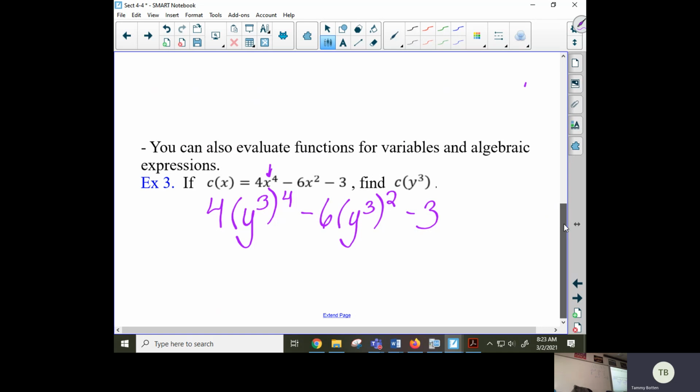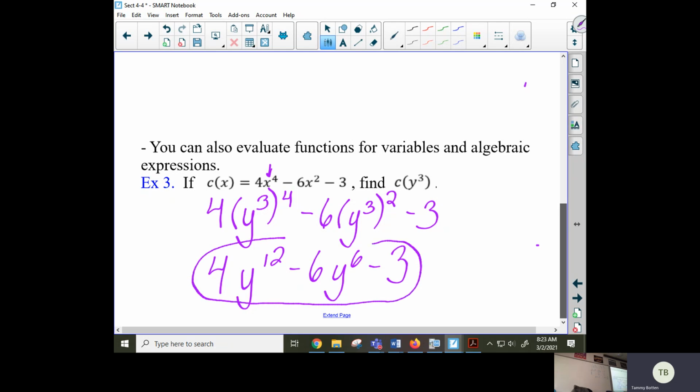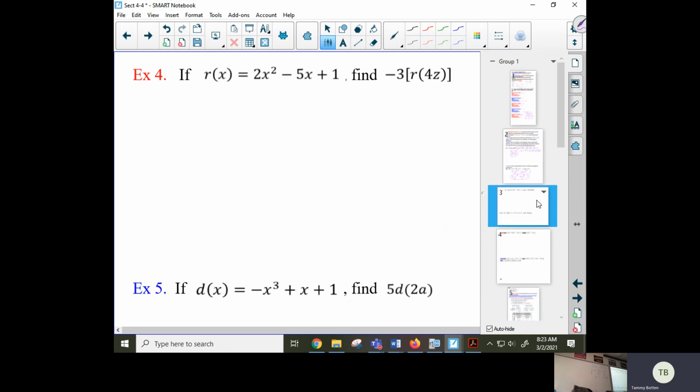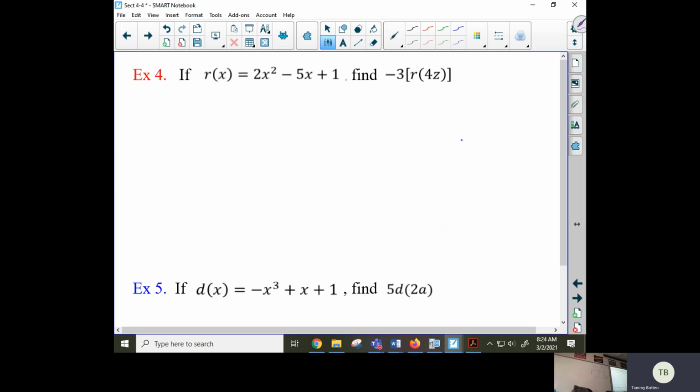Now this one you can't really use your calculator for, but this is not too bad. What do you get when it's y to the third to the 4th? Y to the 12th. You multiply those. Very good. Minus 6. And what if you get y to the third squared? Y to the 6th and minus 3. And then that is your answer. So some of these are not bad, but this very last one we do is kind of a pain.